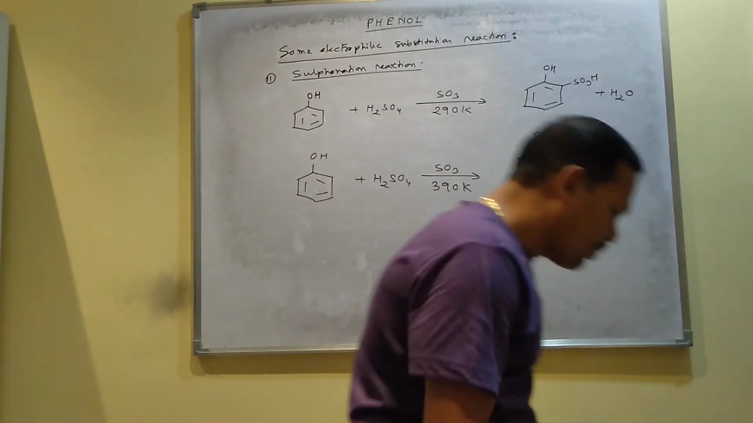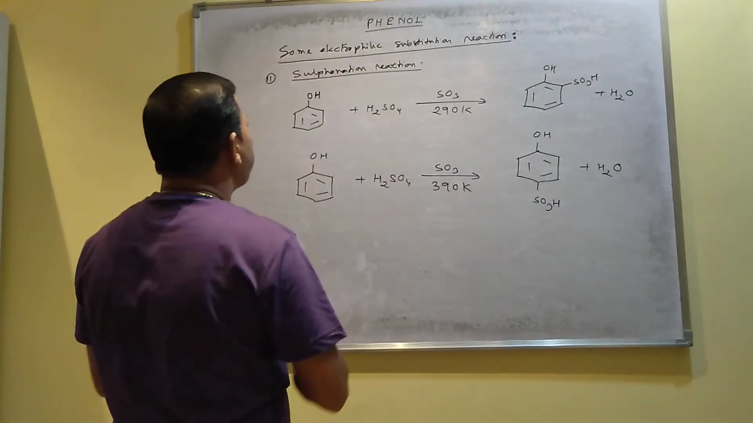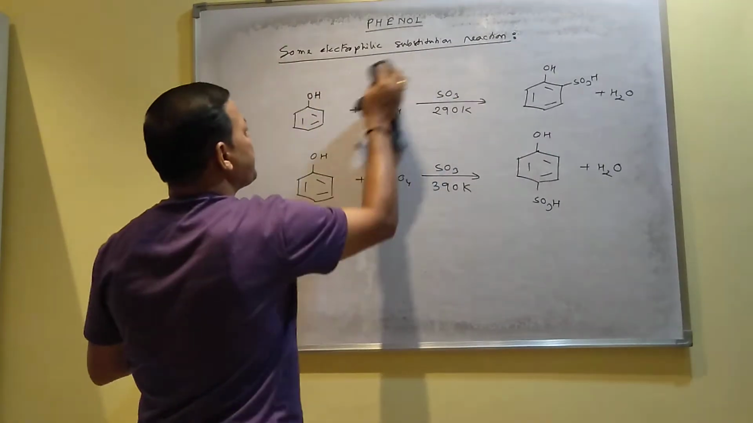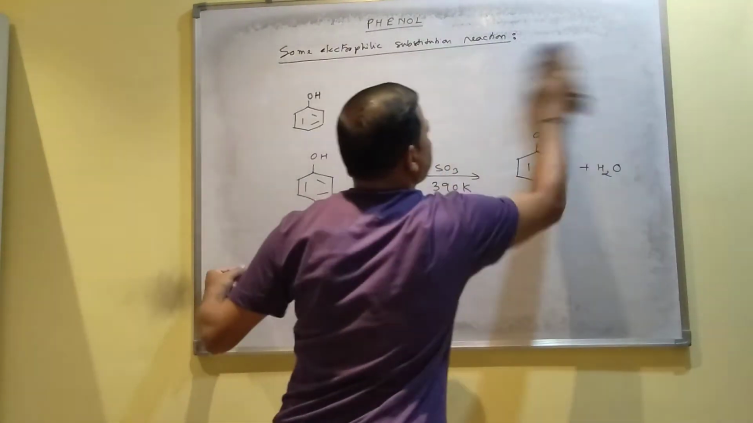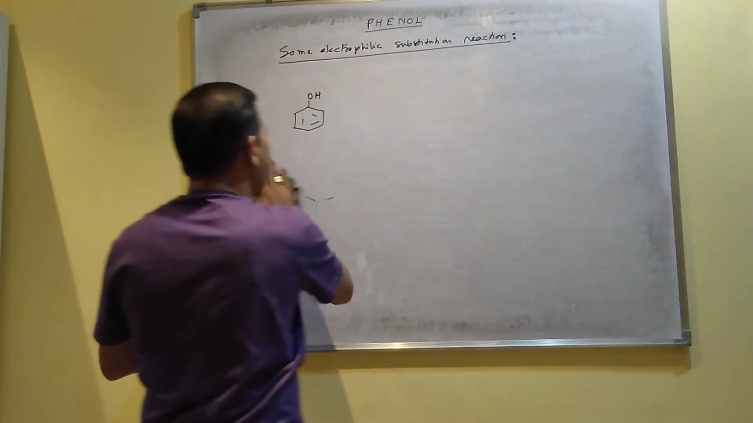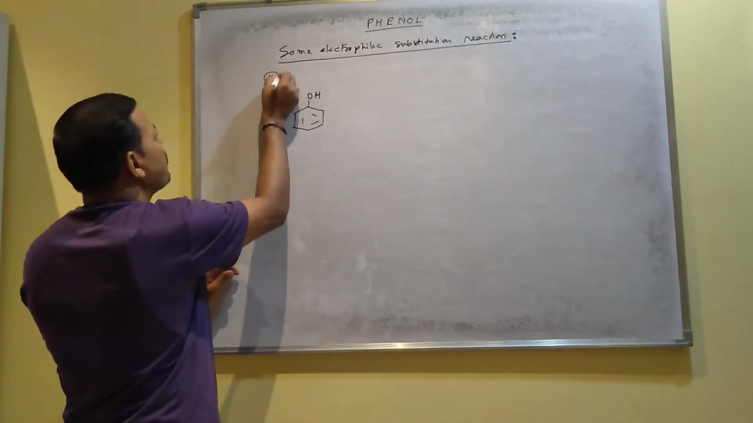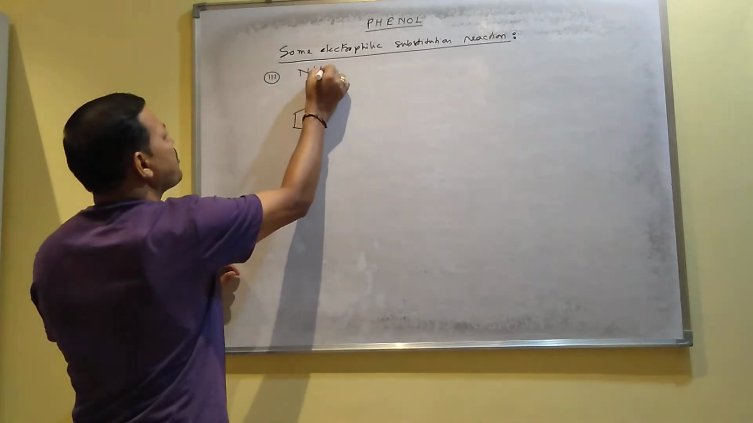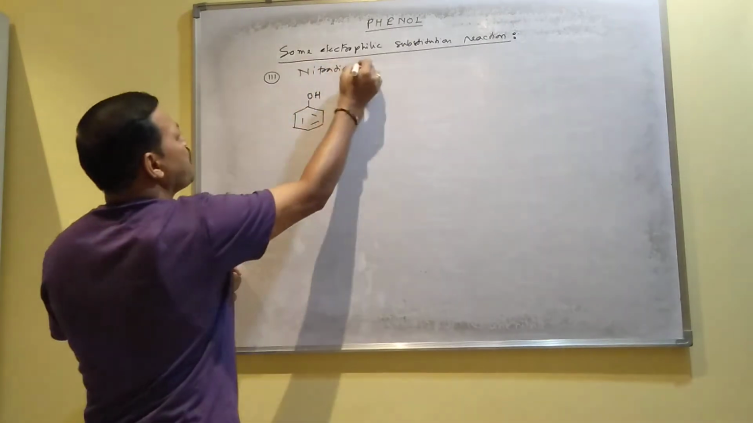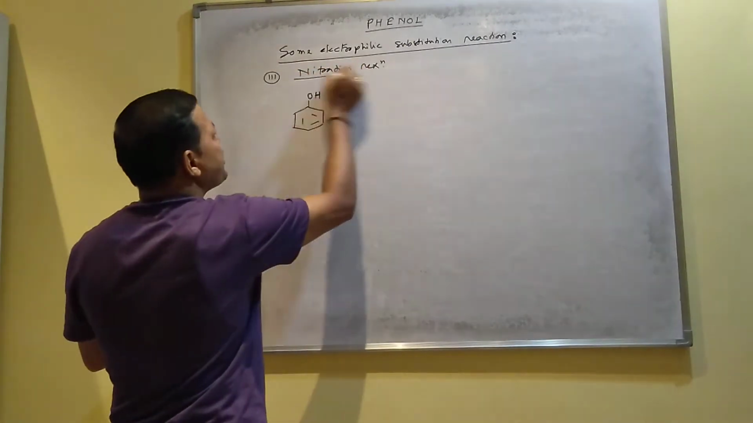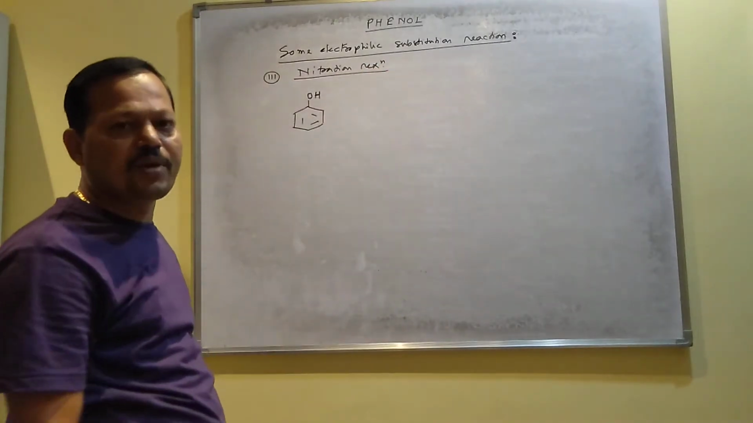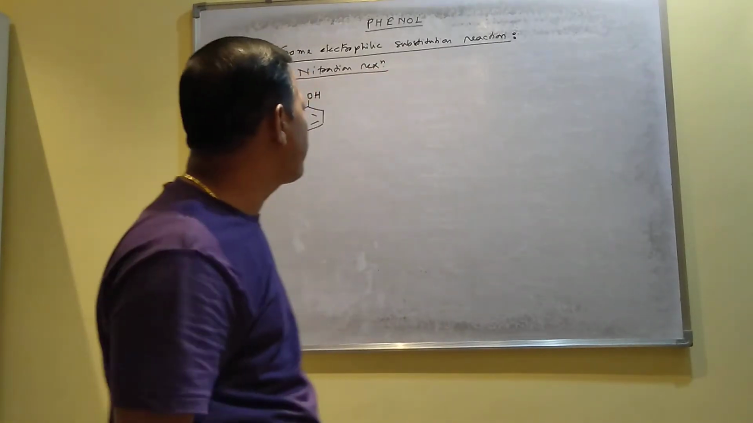Now, number 3, nitration reaction. Number 3, nitration reaction. Nitration means addition of nitric acid in presence of sulfuric acid, already you have got.